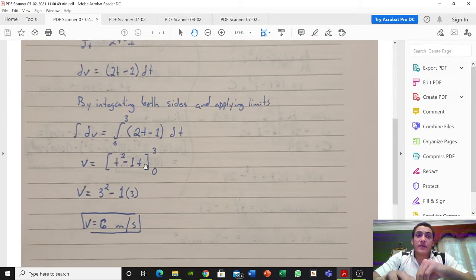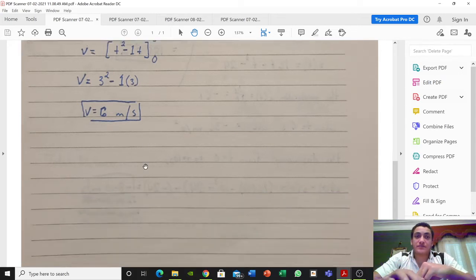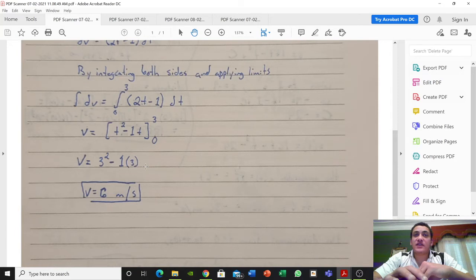dt will then result in v equals (t squared minus 1t) evaluated from 0 to 3. Then we move to the next step: v equals 3 squared minus 1 multiplied by 3, which results in 6 meters per second as our velocity. This is the answer for the first question.